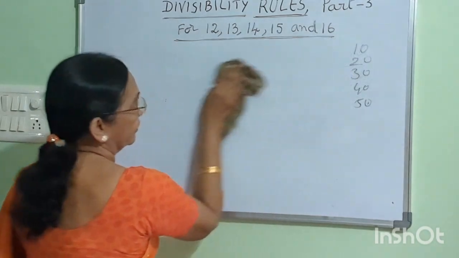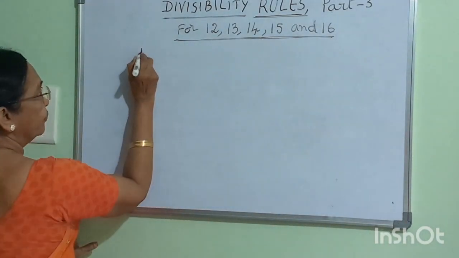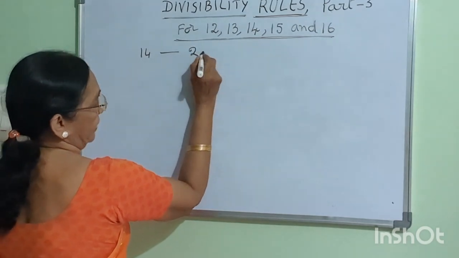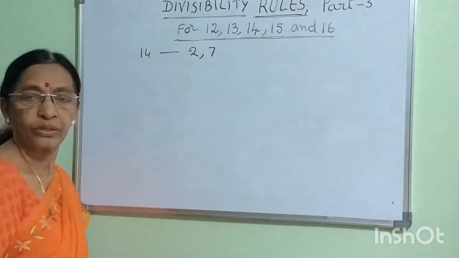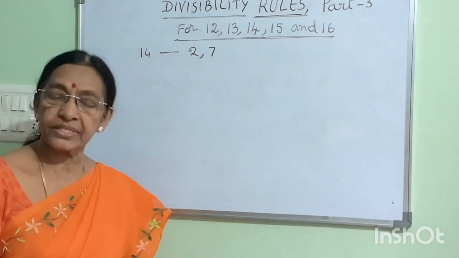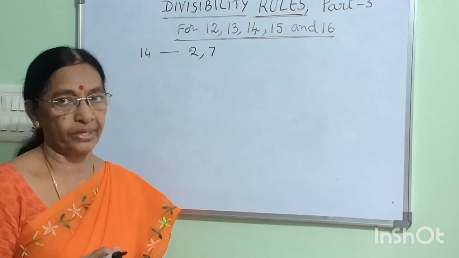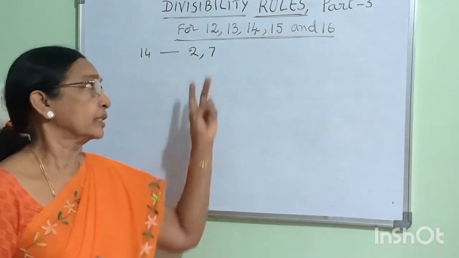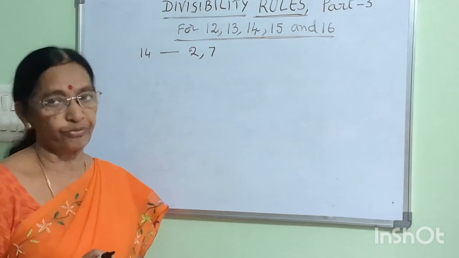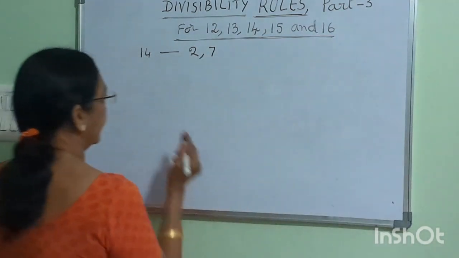Next, the divisibility rule for 14. 14 is a product of 2 and 7. 2 into 7, 2 7s are 14. Therefore, if a number is divisible by both 2 and 7, then that number is said to be divisible by 14. So, let us take a number.